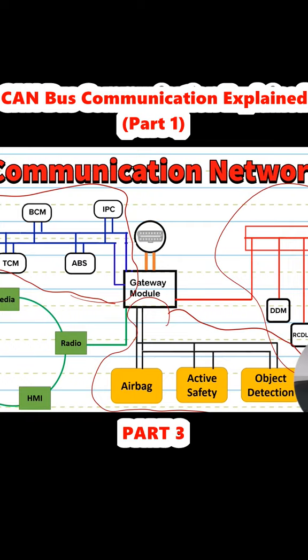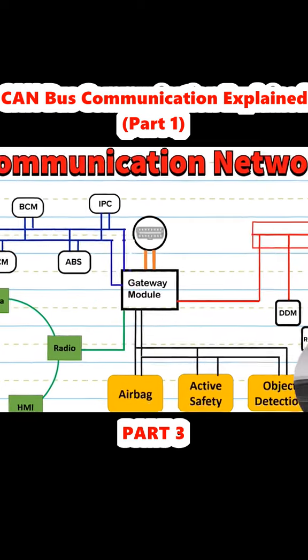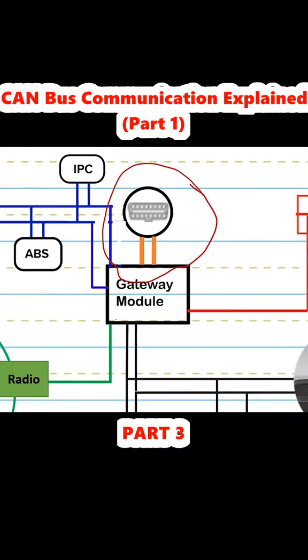And what else do you notice about this? Look at this DLC. It's not connected to any networks anymore. It's connected right to that gateway module. So if we test from the DLC, are we going to test any of these networks anymore?